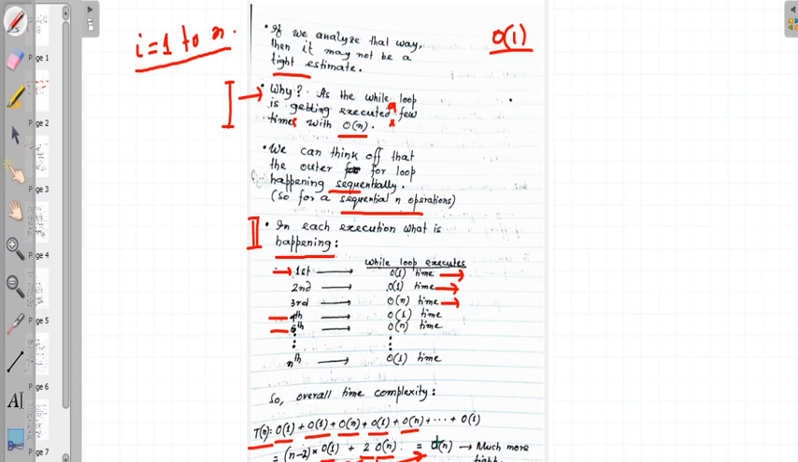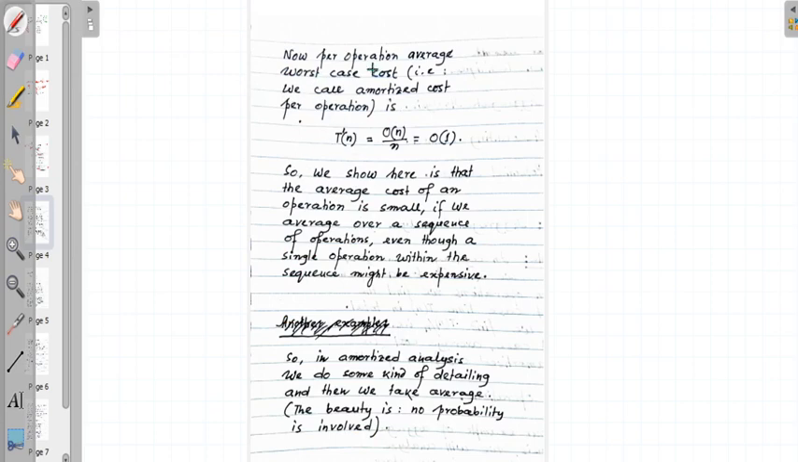So you see, this is a much more tight analysis we are doing. So we have already got the philosophy. Now we have to find out the per operation average cost. So we have a sequence of n operations, and the sequence of n operations results in Tn equal to order of n time. So what will be the per operation cost? That means the average cost.